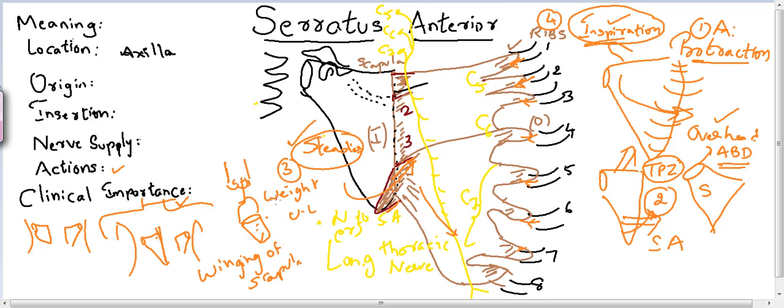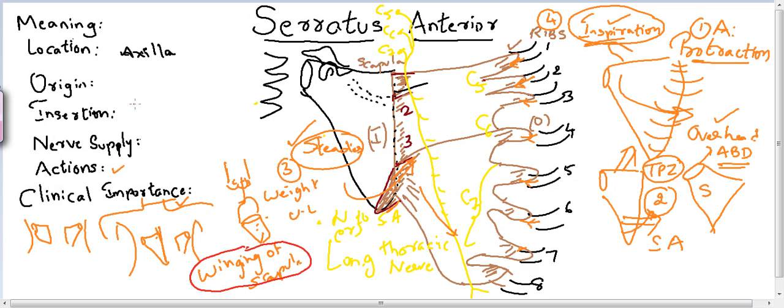So for testing of the serratus anterior, what we can do is, we can ask the person to push onto the wall. When he pushes onto the wall, usually the medial border should not become prominent. If it becomes prominent, that means he has got paralysis of serratus anterior. We can ask the patient to push onto a wall or a door. Normally, the medial border will not become prominent. If it becomes prominent, that means it is paralyzed.